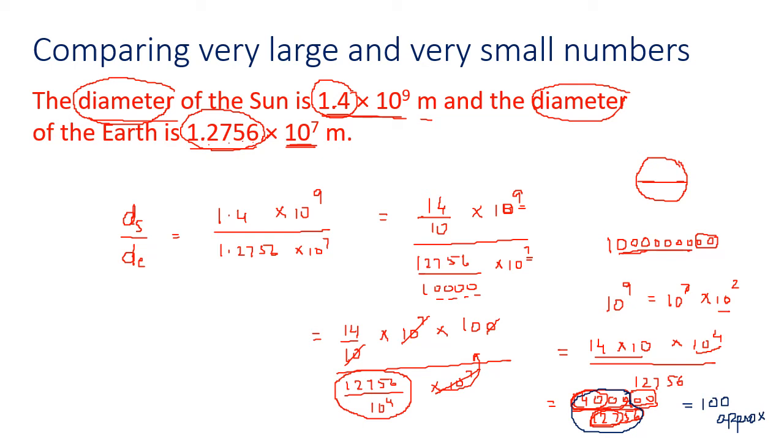So the diameter of the sun is approximately 100 times more than the diameter of the earth. You can see here we have not done the exact calculation. You can even do that if you know the division, but on an approximation, these both are equal. 14,000 is almost equal to 12756. So the diameter of the sun is approximately 100 times the diameter of the earth.